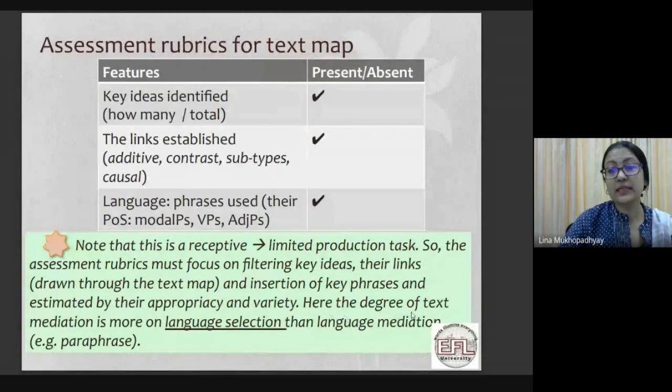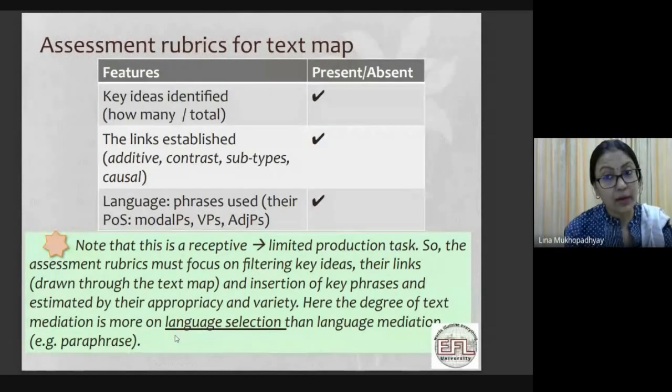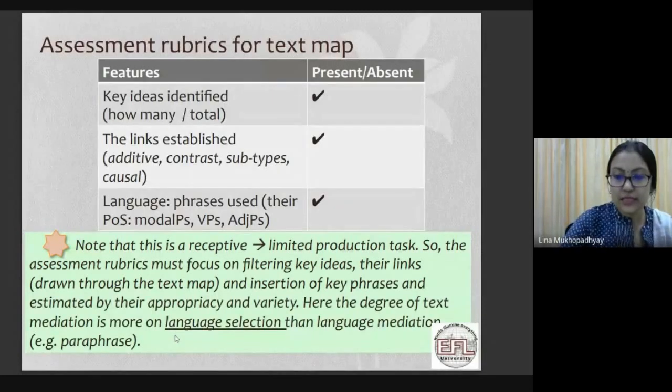Okay, so here the degree of text mediation is more on text language selection. We don't need to do anything with the language, but we need to select the language and prepare for my next task. So this is an example of a lower level language mediation task.